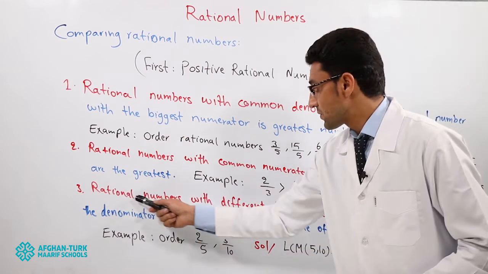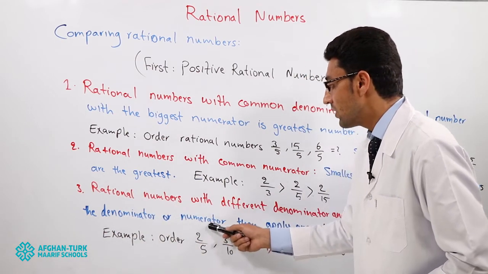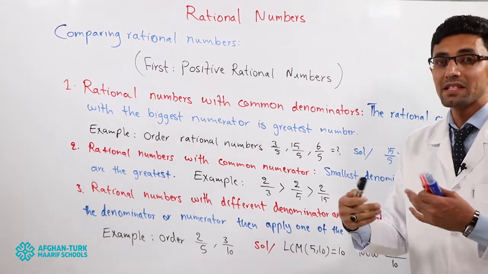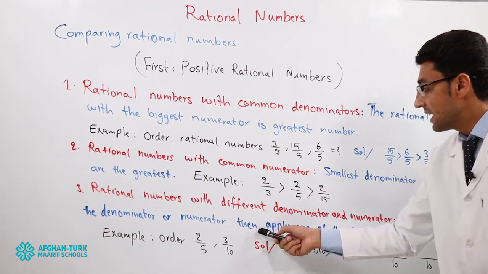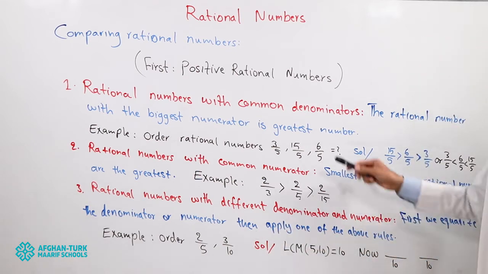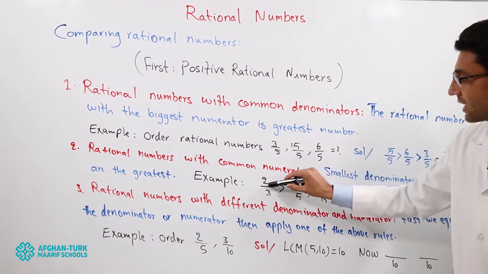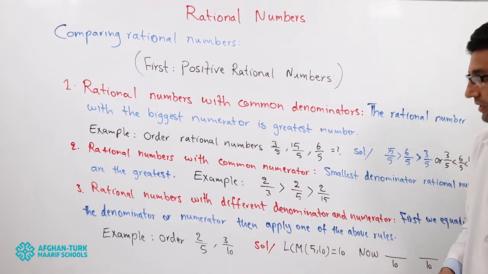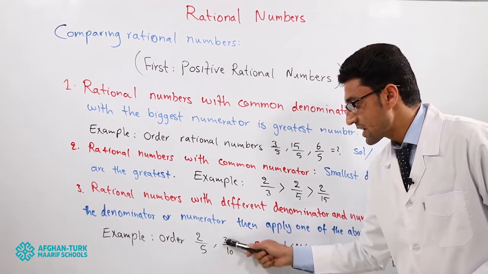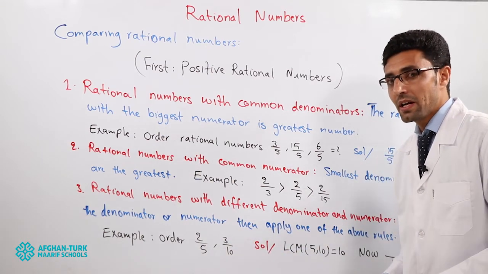Okay, rational numbers with different denominator and numerator. First, we equalize the denominator or numerator. It means we make them similar, we make the same numbers. Then apply one of the above rules. If you make the denominators equal, or if you make the numerators equal, you can use these rules. An example for you: here we have 2 rational numbers, 2 over 5 and 3 over 10. We want to compare them.